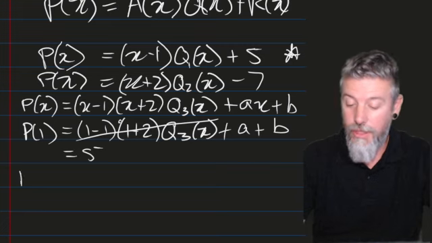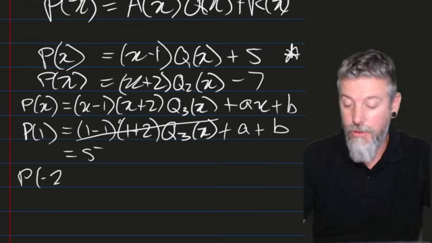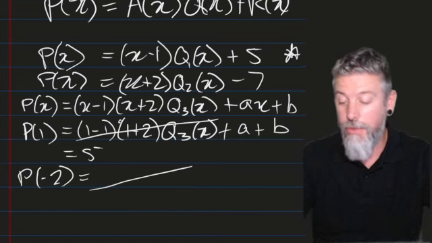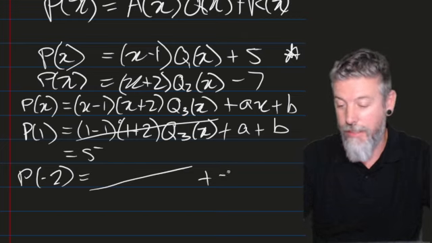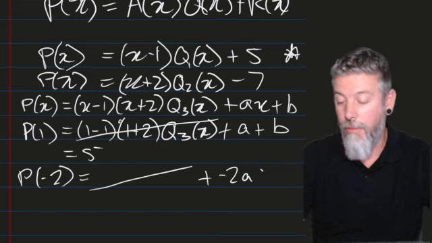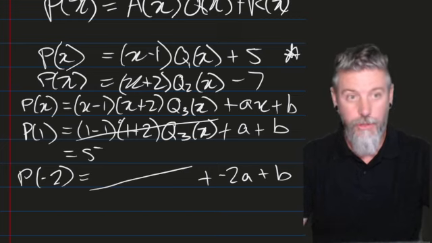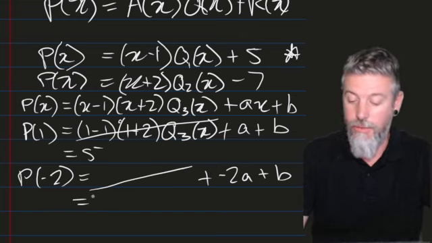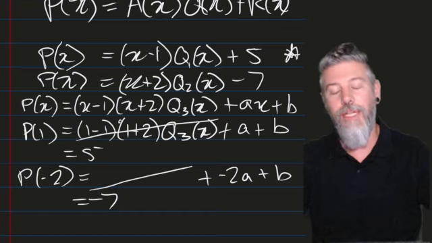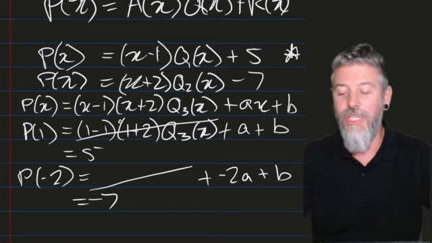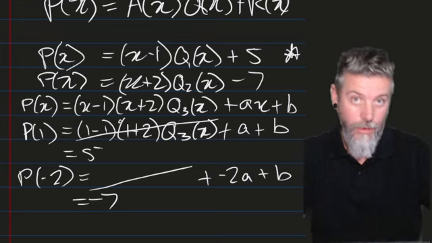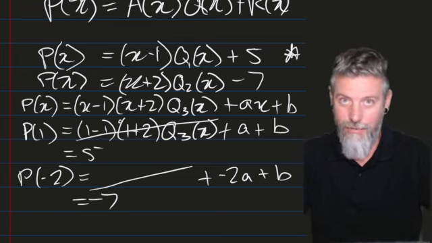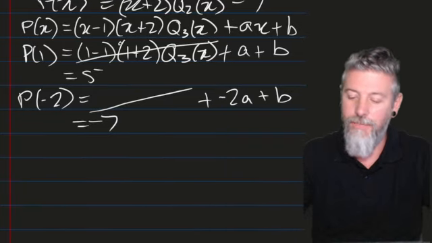We do the same thing for p of negative 2, which is going to cancel out the whole middle bit again. And then we're just going to have plus, we're now putting negative 2 in where x is, negative 2a plus b. And we're told earlier in the question that this is equal to negative 7. And we have landed in the world of simultaneous equations inside of our polynomials, where we're doing remainder theorem and even factor theorem, I suppose you could consider here.